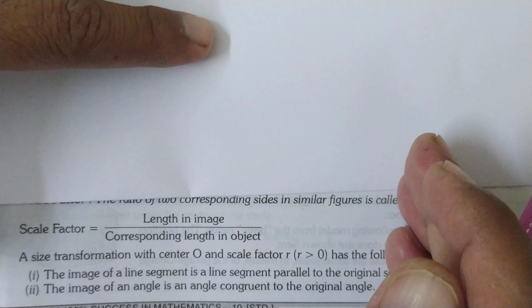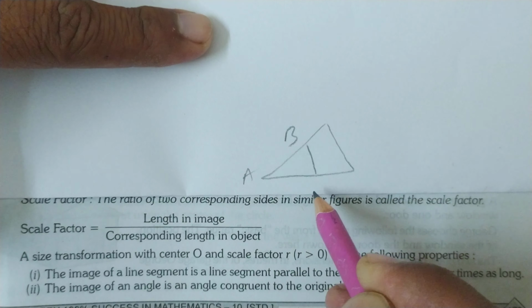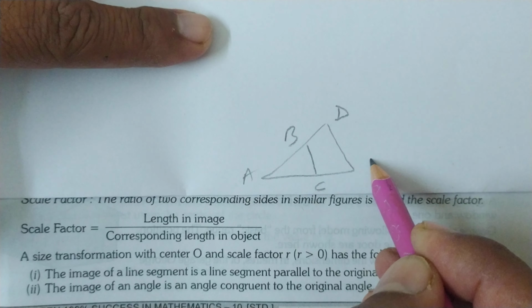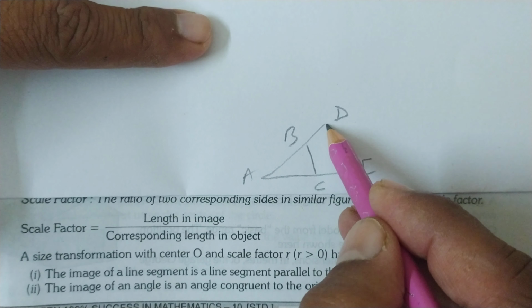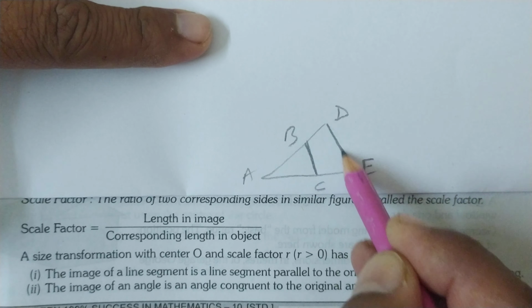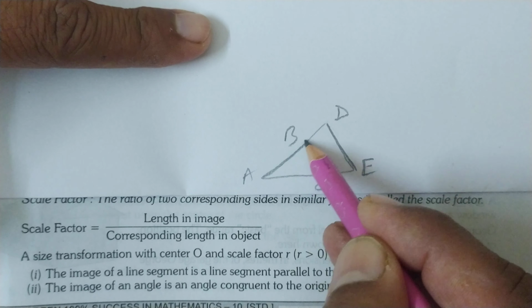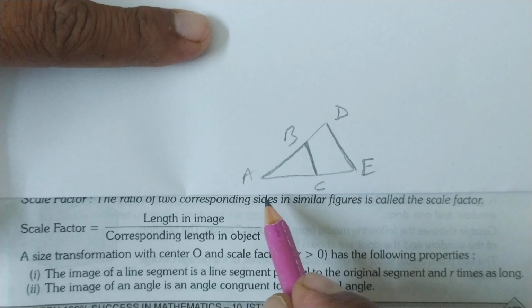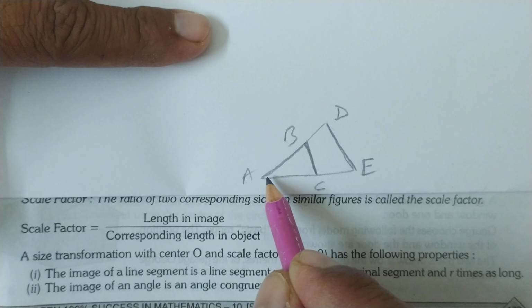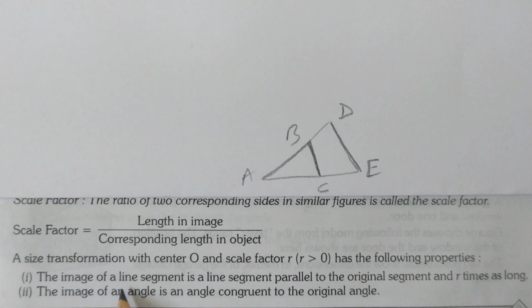Suppose here I am taking an example. Suppose these are two triangles, triangle ABC and triangle ADE, and they are similar. The corresponding side of DE is BC, so these will be parallel. Now AB's corresponding side is AD; they are actually overlapping, but they are parallel also. We can say these are parallel or overlapping. Here AC is parallel to AE, or overlapping with it. So it is said that the image of a line segment is a line segment parallel to the original segment and r times as long.